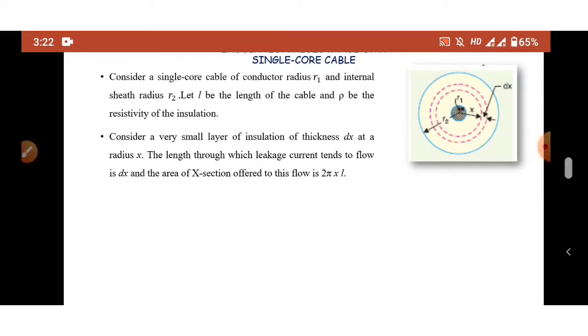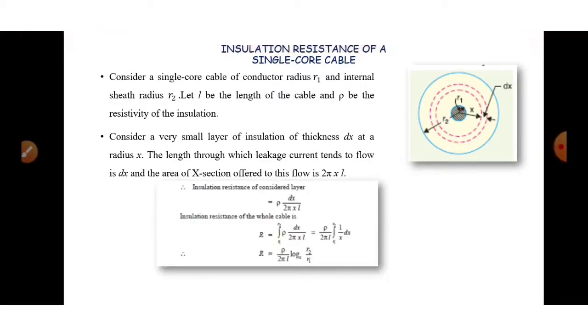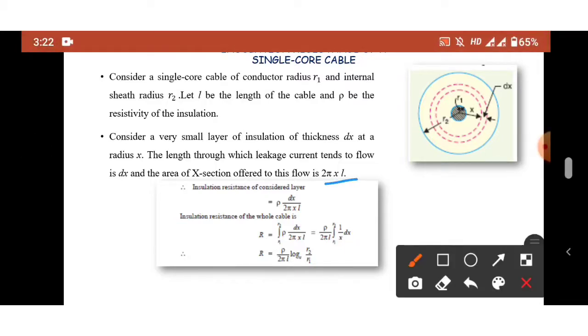So we know that resistance R is equal to rho into L by A. So here resistance R is equal to rho into, here the leakage current flows through a distance dx. So dx L by A. So here L is dx divided by area is 2 pi into xL. So we have to find out from R1 to R2, that is the insulation resistance of the whole cable.